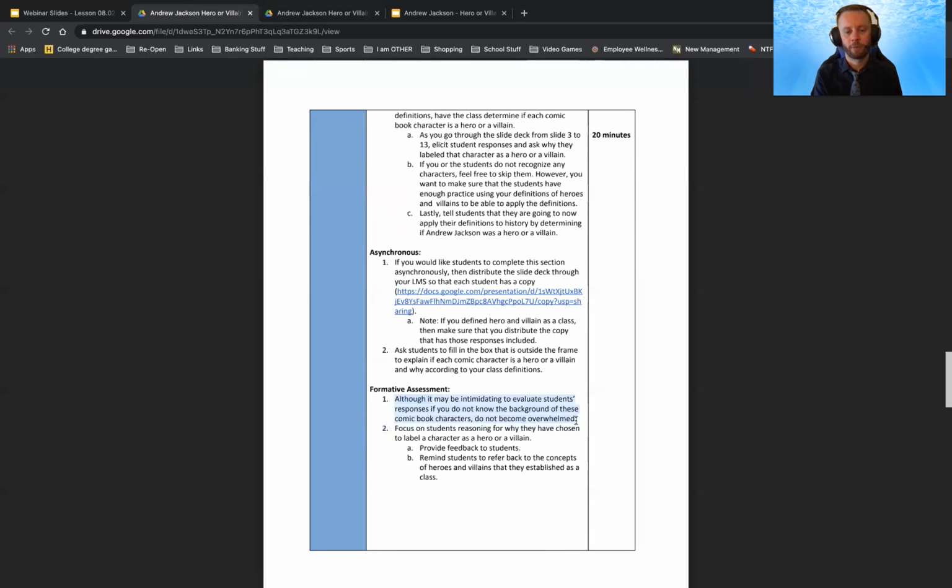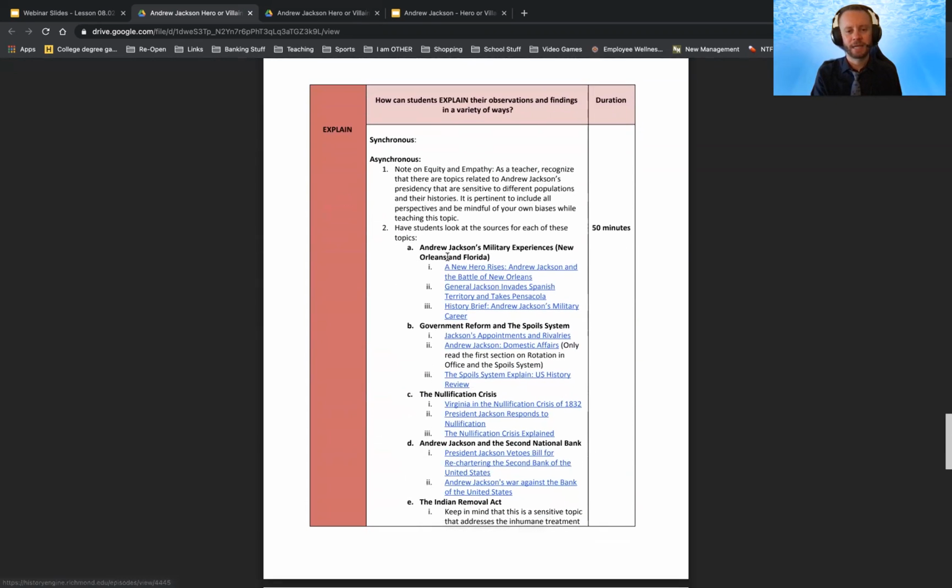As stated before, formative assessments do happen throughout these lessons, and students may not be familiar with some of these comic book characters, but as a teacher, you can use a quick Wikipedia search to get an idea of the different comic book characters and whether or not they would be considered a hero or a villain. But really, as you're assessing the students, you want to focus on their reasoning and what kind of evidence they're using and how they're applying the definitions of heroes and villains.